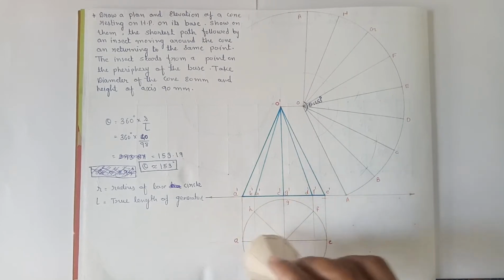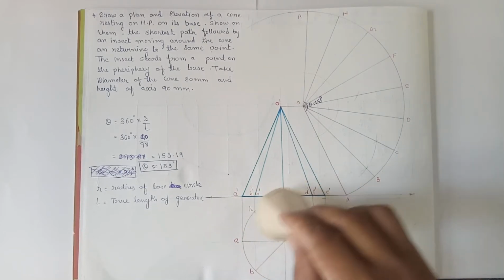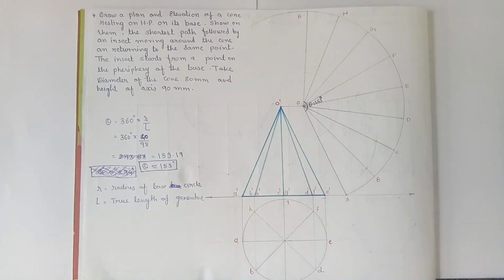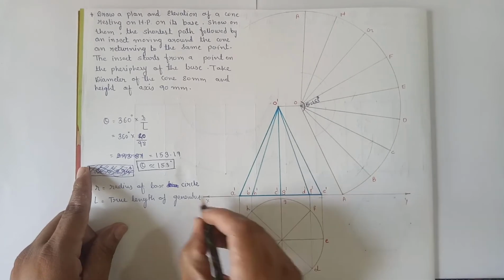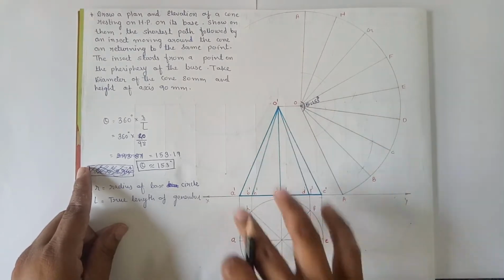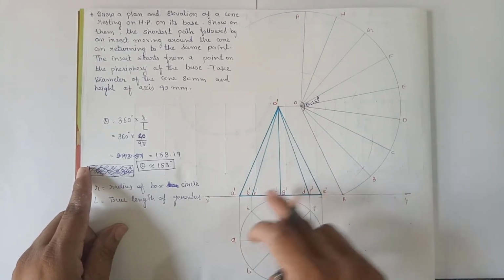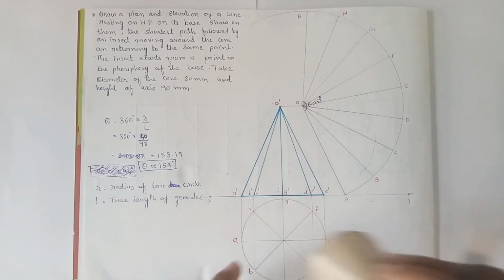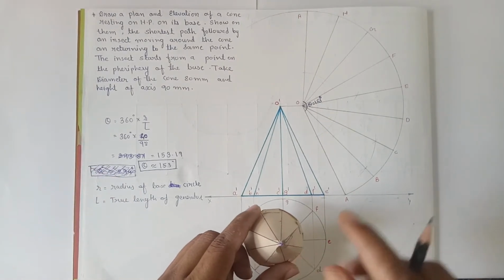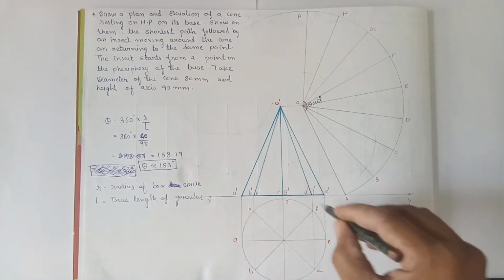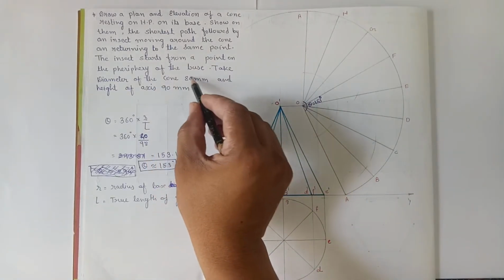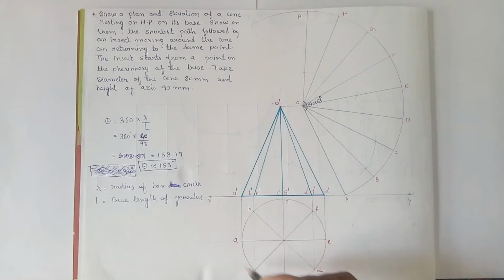First draw the plan in the horizontal plane because the cone is resting on HP. The plan will be below the XY line, so first draw the XY line, then draw the plan. The plan shows the top view of the cone. So first draw a circle of diameter 80 mm. Then how to find the center of the circle?